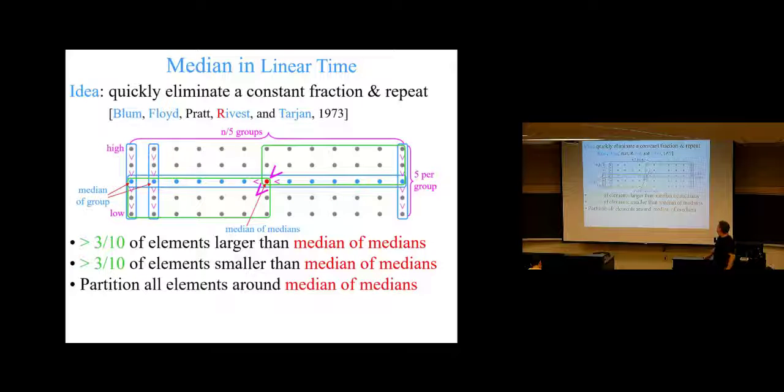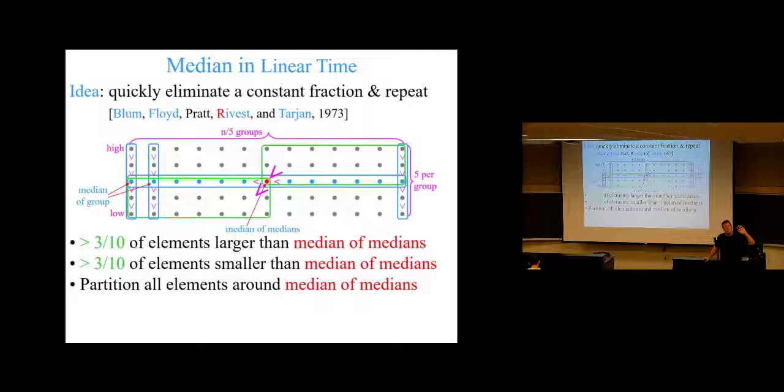Now what do? Partition all the elements around the median of the medians, which is the red element. It's color-coded. This is like the median of the medians, but we call it the red element. Partition the entire set, all n things, around that red element.